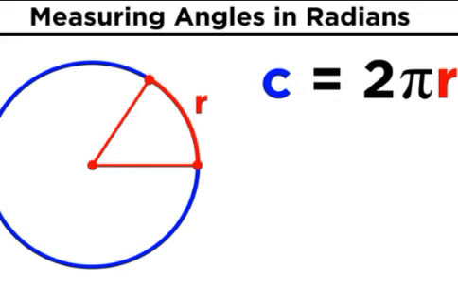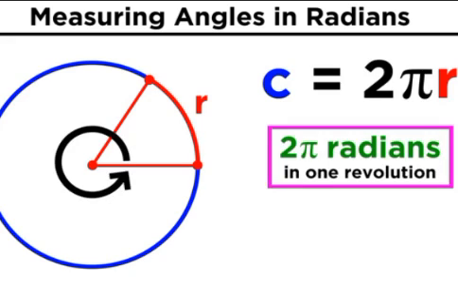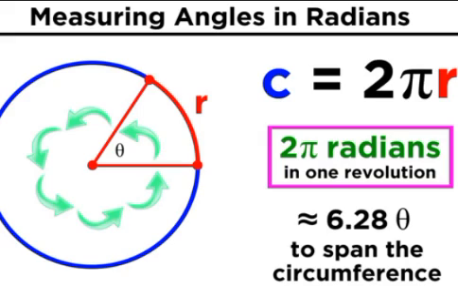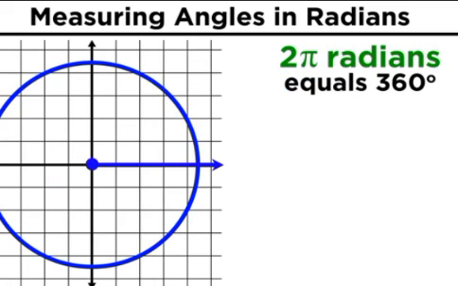Since the entire circumference of the circle is equal to pi times the diameter, or 2 pi r, then going all the way around the circle must give us 2 pi radians, since this 1 radian is equal to a radius, and 2 pi of these will get us all the way around the circumference. 2 pi radians is therefore equal to 360 degrees.